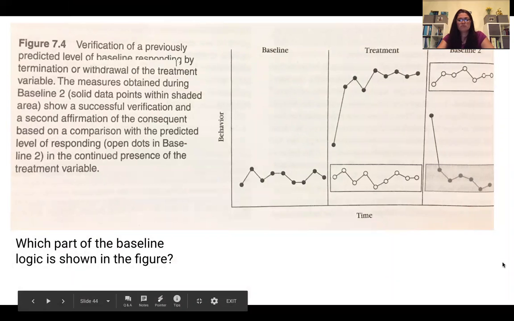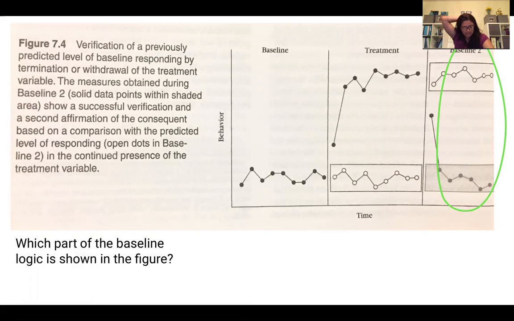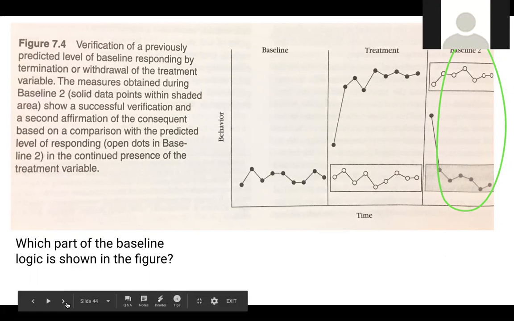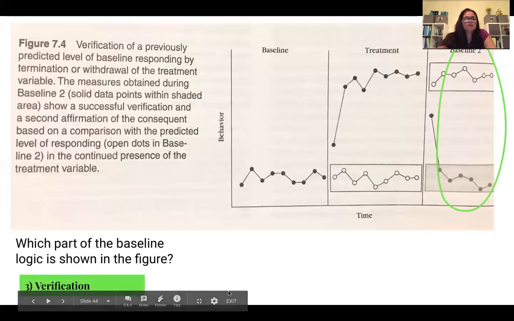And this one, let's assume that the test is going to somehow tell us, like in baseline 2, or they would circle it. Which part is that one? I'm going to read it, okay? Is it prediction, replication, or verification? Verification. Nice, guys, you're so good at this.